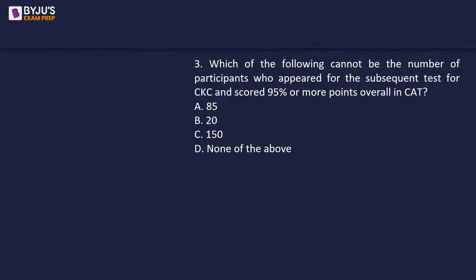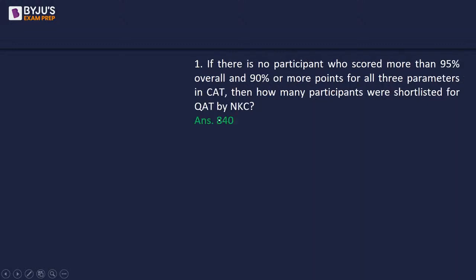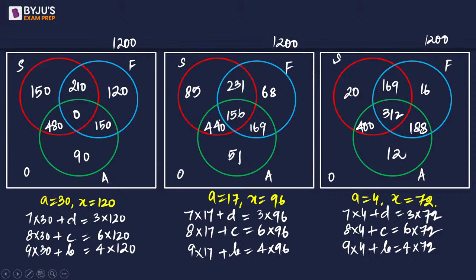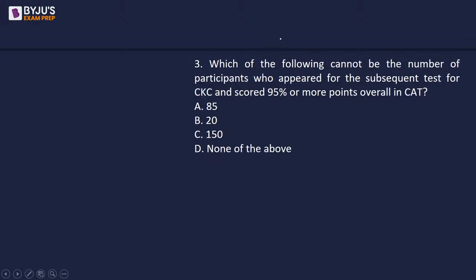Okay. Next is, which of the following cannot be the number of participants who appeared for the subsequent test for CKC and scored 95% or more overall in CAT? 85, 20, 150, none of the above. ये सारे हो सकते हैं. All the three are possible who appeared for the exam, right? They scored 95% or more points overall and who appeared for CKC. CKC मतलब last final selection. तो ये तीनों हो सकते हैं. So answer हो जाएगा none of the above.